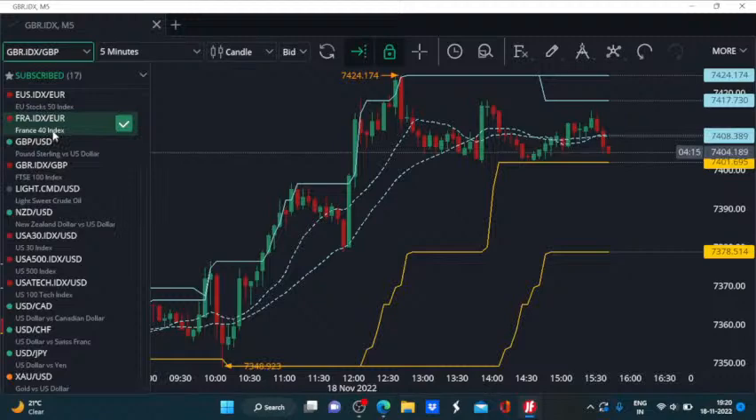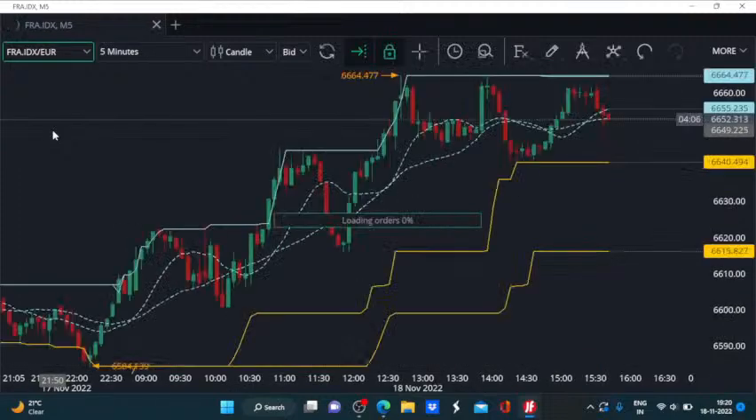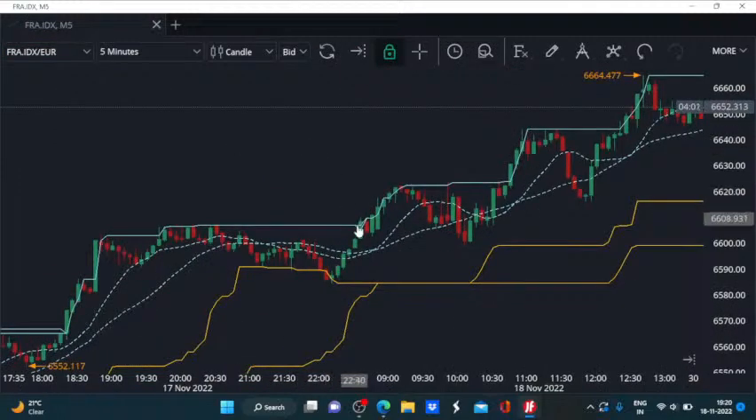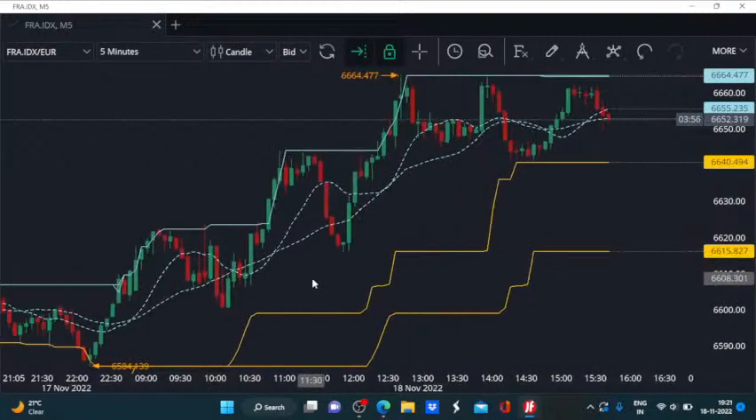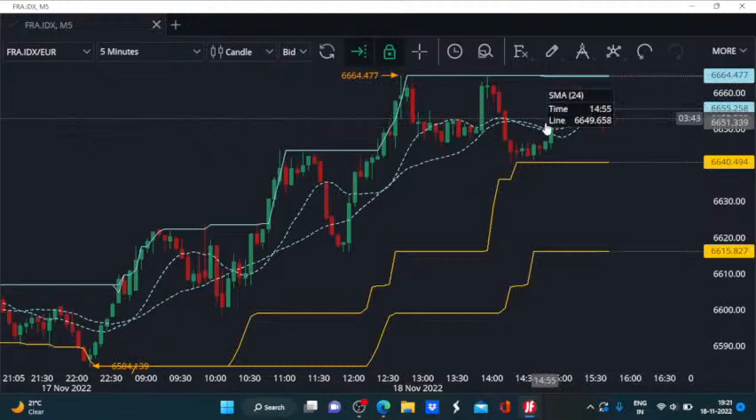Now we will consider the France CAC 40. The CAC 40 of France is also following a similar trajectory, with this high being made at 12:45 GMT. Prior to that, this low was made, and since then it has not really looked back and continued to rise with substantial gains. It has now stabilized on the higher side, closer to this 6,650 level, and it will be interesting to see if it can break on the higher side in today's session.